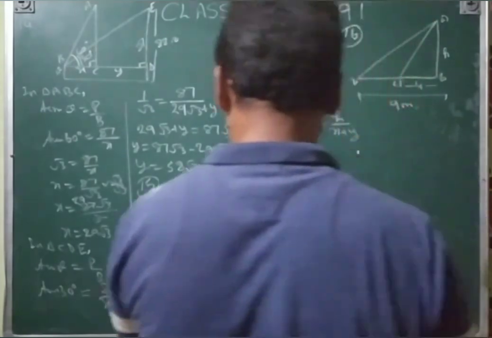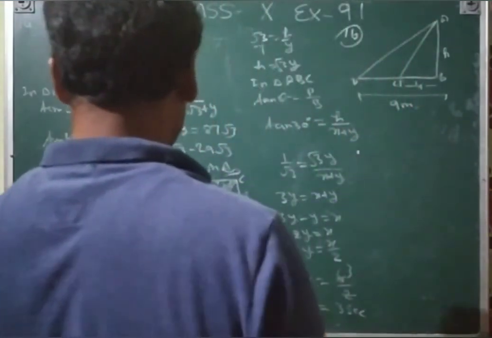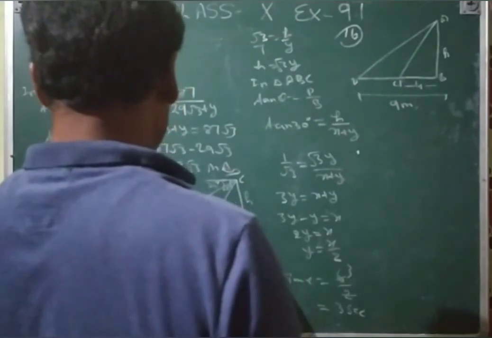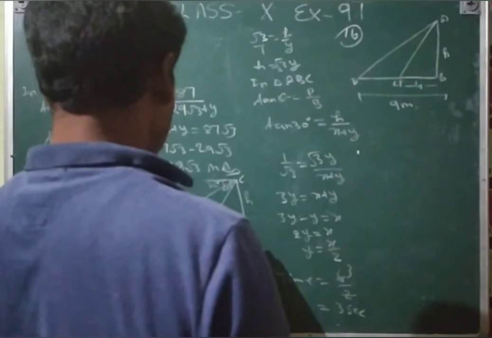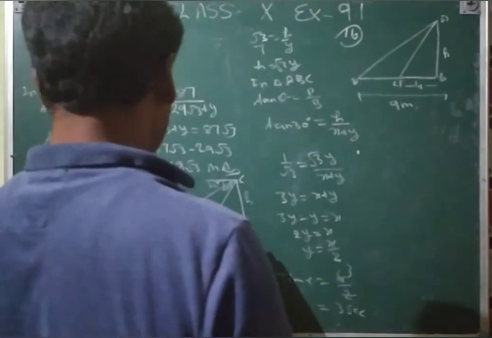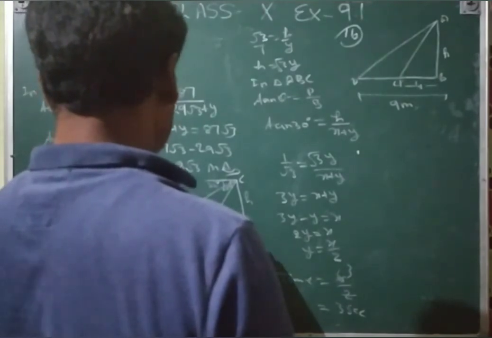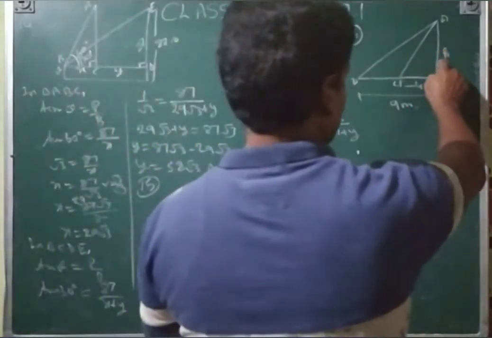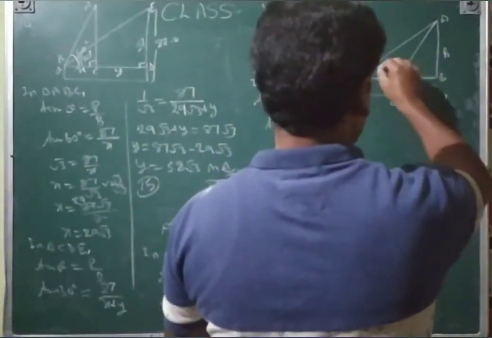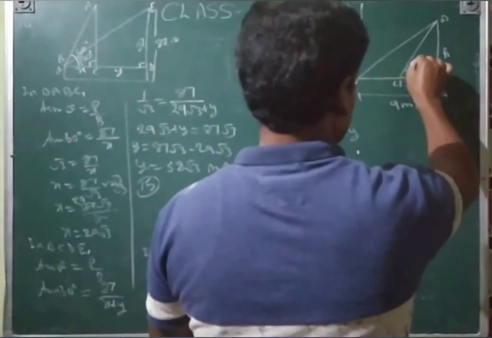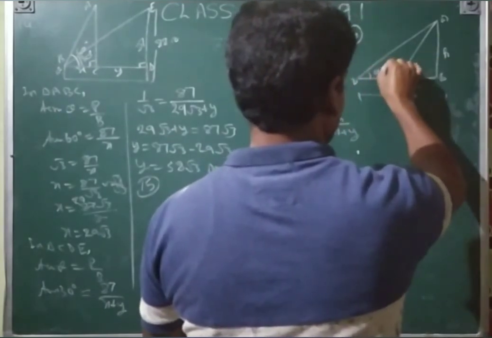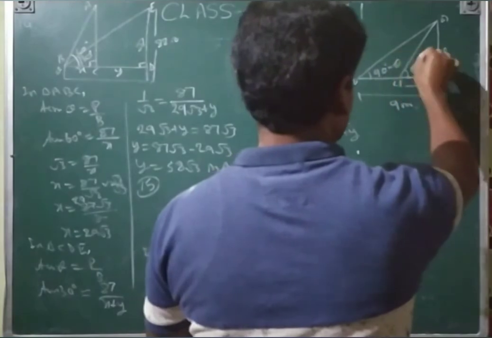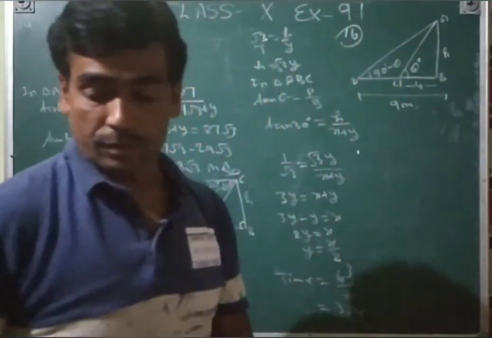Okay, from the points at distances of 4 meter and 9 meter from the base of the tower in the same straight line, the angles are complementary. Prove that the height of the tower is 6 meters. We need to prove that. Complementary means that if one angle is theta, the other will be 90 minus theta.